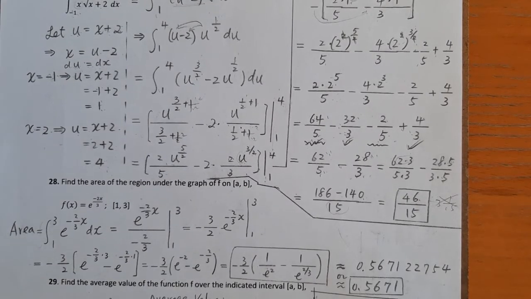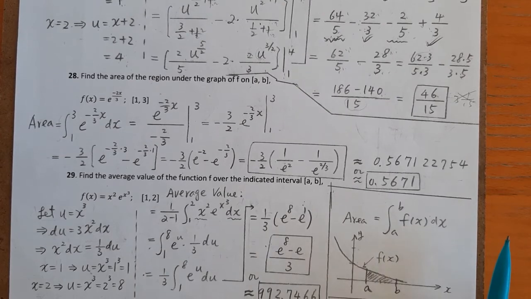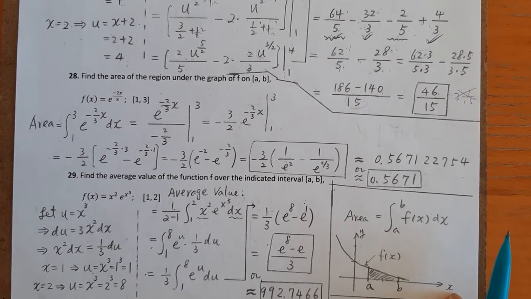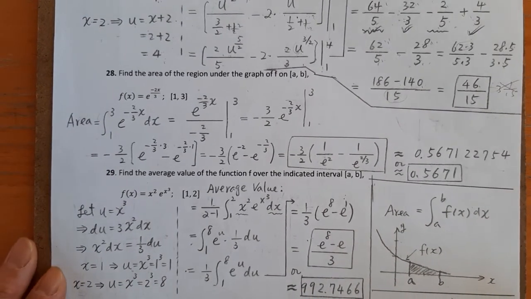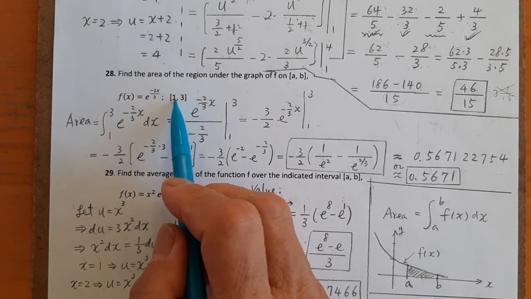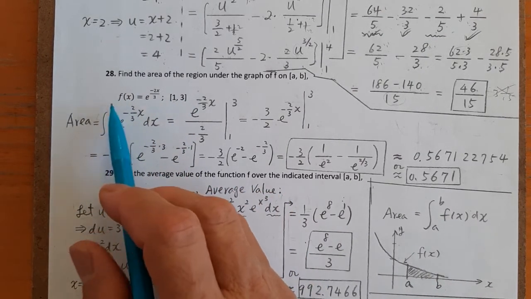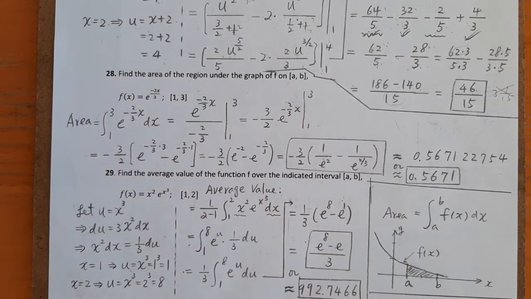Then the next one, question 28, is: find the area of the region under the graph of f on the interval a to b. So you do a definite integral, and the interval is 1 to 3. The integral from 1 to 3 of the function e to the power negative 2 over 3 x dx.